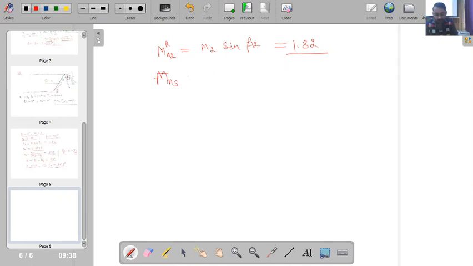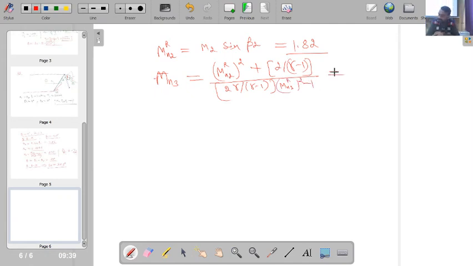Mn3 will be nothing but Mn2 reflected square plus 2 by gamma minus 1 divided by... okay, this will be your Mn3, and if you calculate Mn3, it comes out to be 0.6121. Fine. If Mn3 is known to me, can I calculate M3?